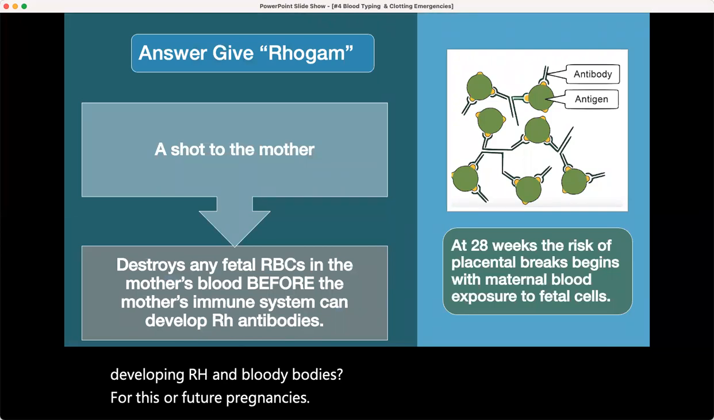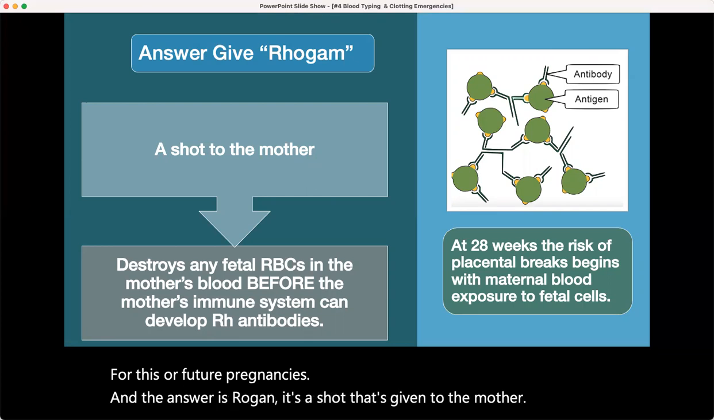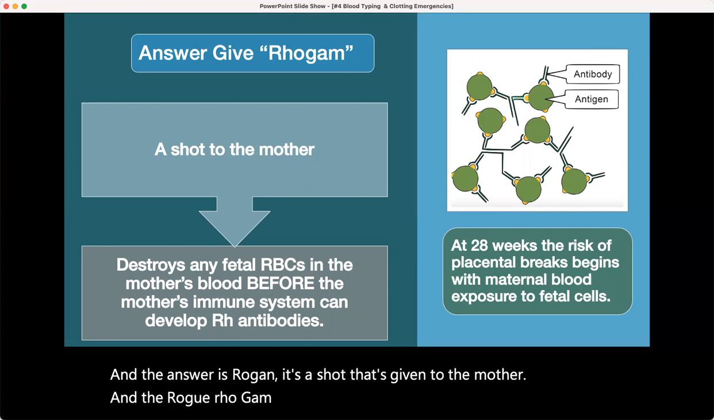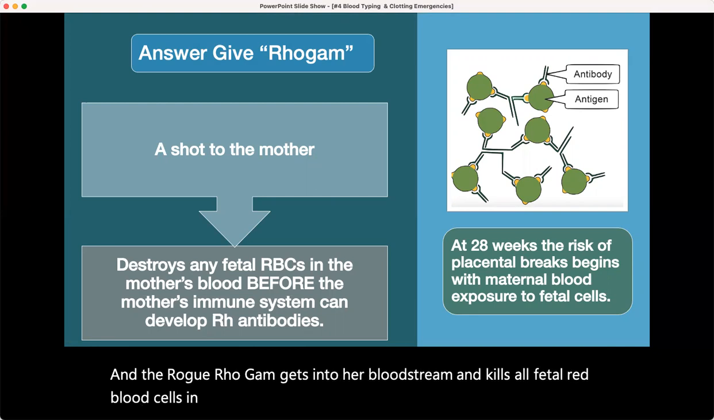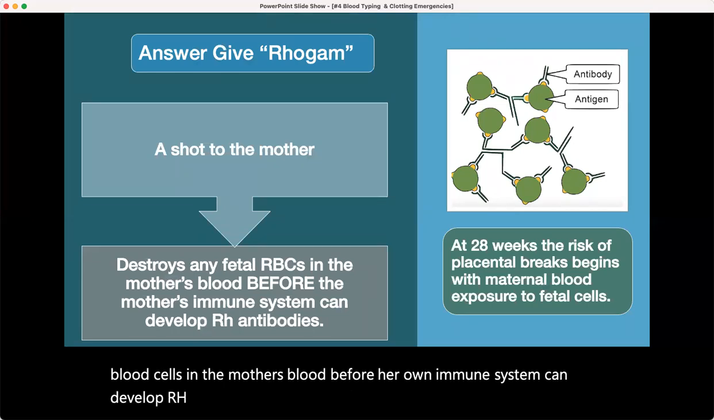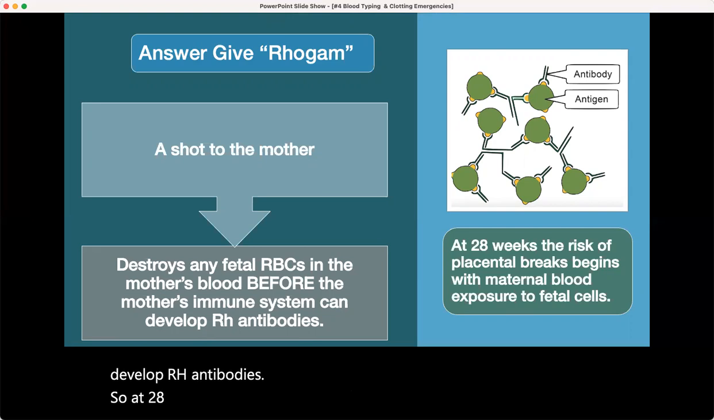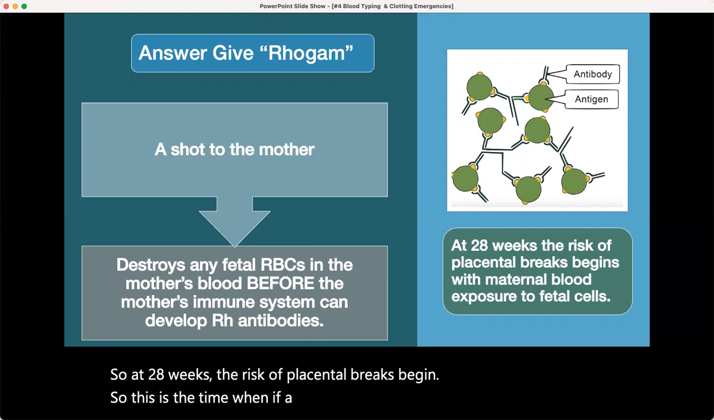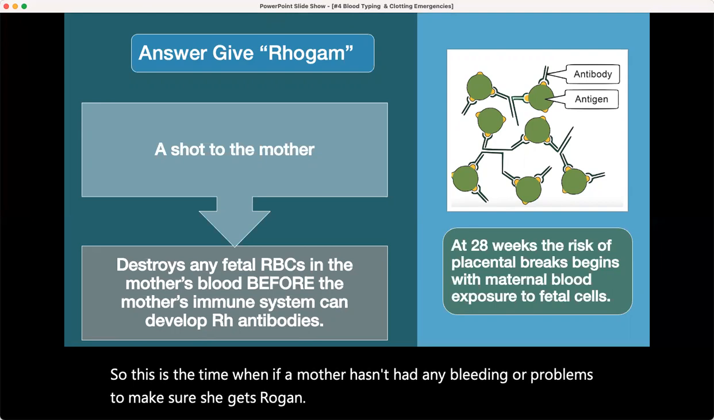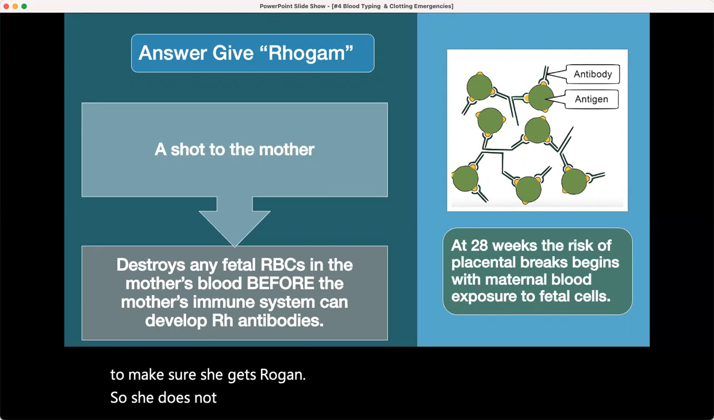And the answer is Rogam. It's a shot that's given to the mother. And the Rogam gets into her bloodstream and kills all fetal red blood cells in the mother's blood before her own immune system can develop Rh antibodies. So at 28 weeks, the risk of placental breaks begin. So this is the time when, if a mother hasn't had any bleeding or problems, to make sure she gets Rogam, so she does not develop antibodies.